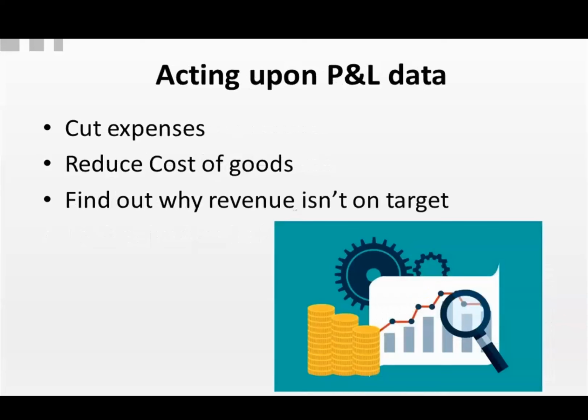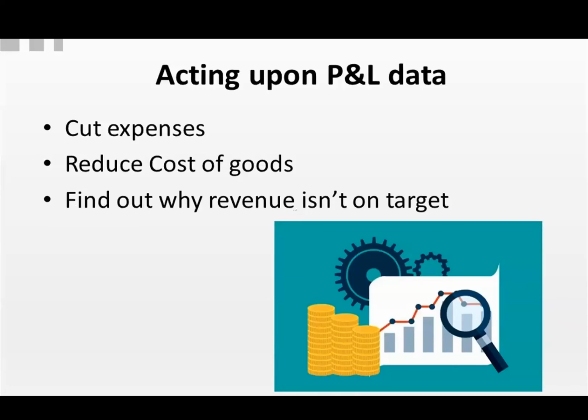You want to be acting upon your P&L data. And that means taking action to cut costs. Sometimes cutting costs is going to be reducing expenses. That could be people. That could be cutting spending. But that's the kind of thing you should be looking at. And if your profitability is not where you need it to be, or if you find waste in spending, you want to cut costs.